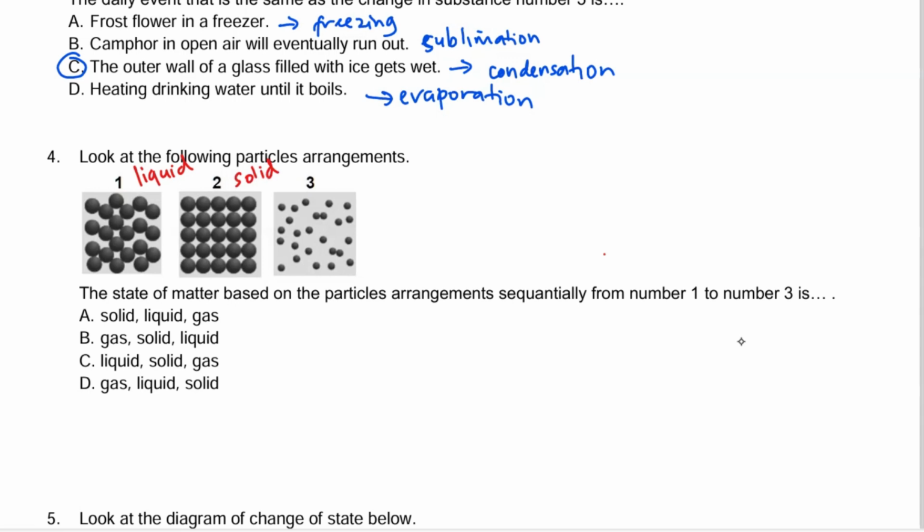And number 3, the particles move freely inside the container, and the distance between one particle and another is very far. Of course, the attraction force between them is very weak compared to solid and liquid. Solid has the strongest attraction force, right? So this 3 is a gas. From number 1 to 3 is liquid, solid, and gas. The answer is C.